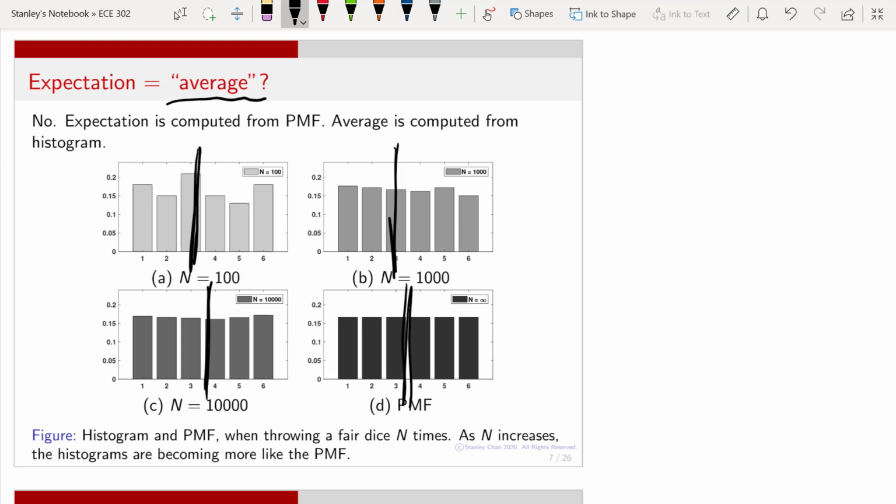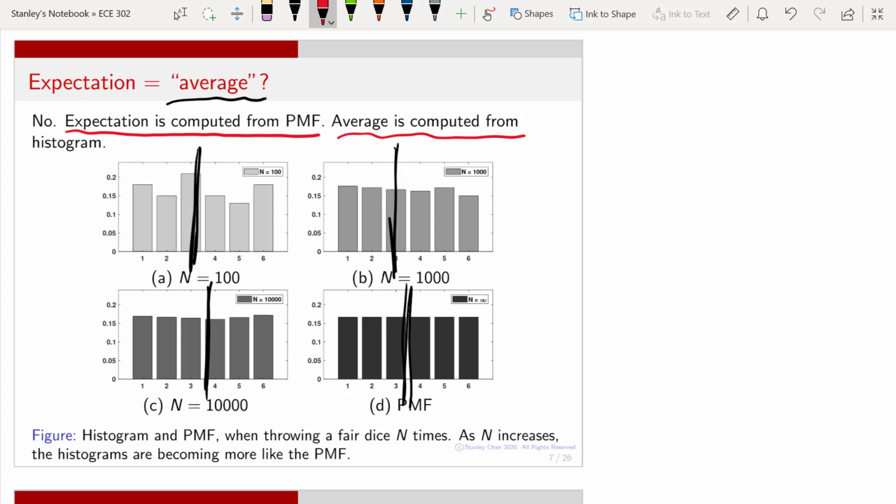So what is the message here? The message here is that the expectation is computed from the probability mass function, which is a deterministic number that comes out from your random variable. Every random variable will have an expectation.